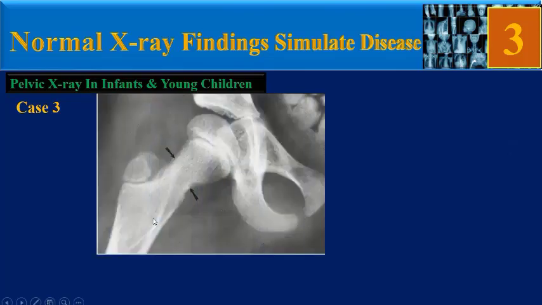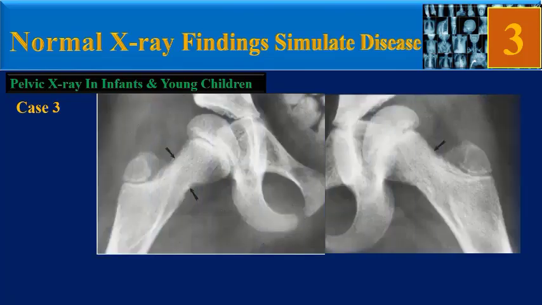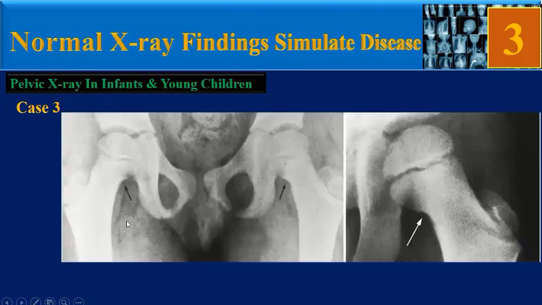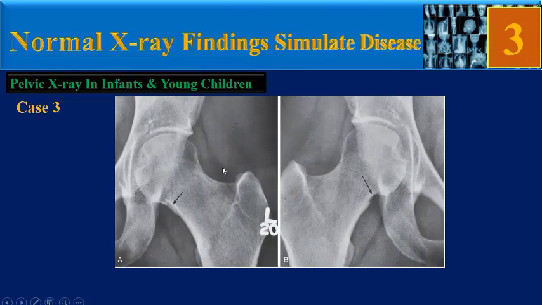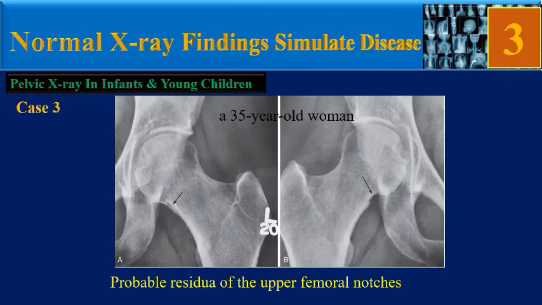Another example of the upper femoral notch and the poor definition of the upper femoral margin in a 12-year-old boy. Here are other examples of femoral notches. In this AP view in a 35-year-old woman, we can see probable residua of the upper femoral notches.